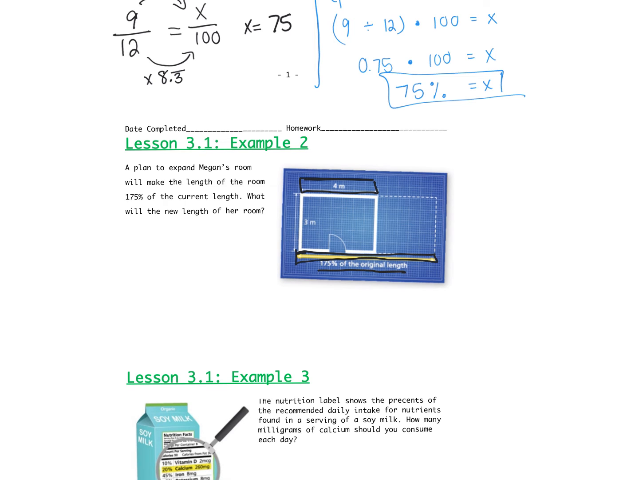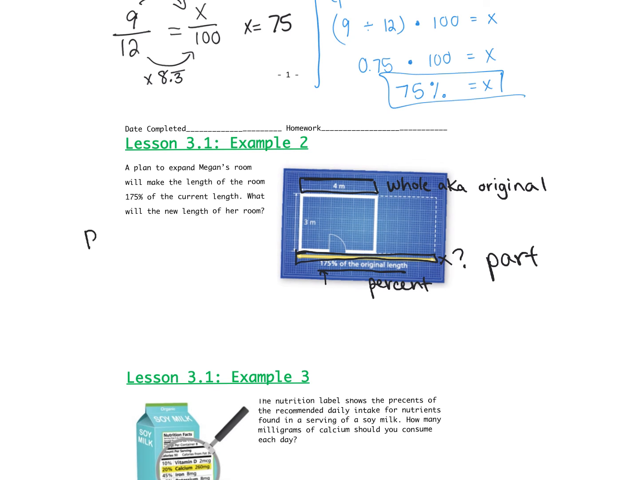I'm sorry, guys, I misspoke. This is our whole, because this is the original. Whole is always original, so we'll say AKA original. We have our percent over here. And this new X that we don't know is going to be actually our part, because as you can see, our part is actually bigger than our whole because it's 175%.